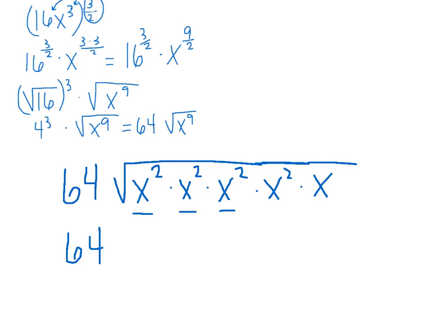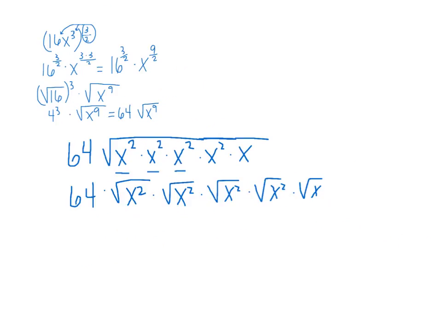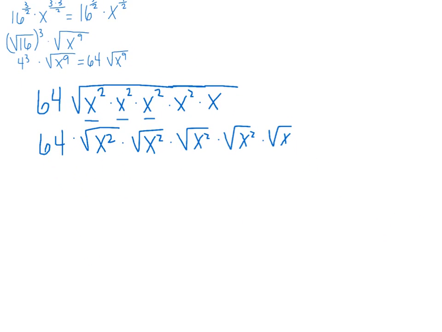So I really have 64 times the square root of x squared times the square root of x squared times the square root of x squared times the square root of x squared times the square root of x. And once I get used to this, I'm certainly not going to have to show all this work, but until then, this is a good way to think about it.